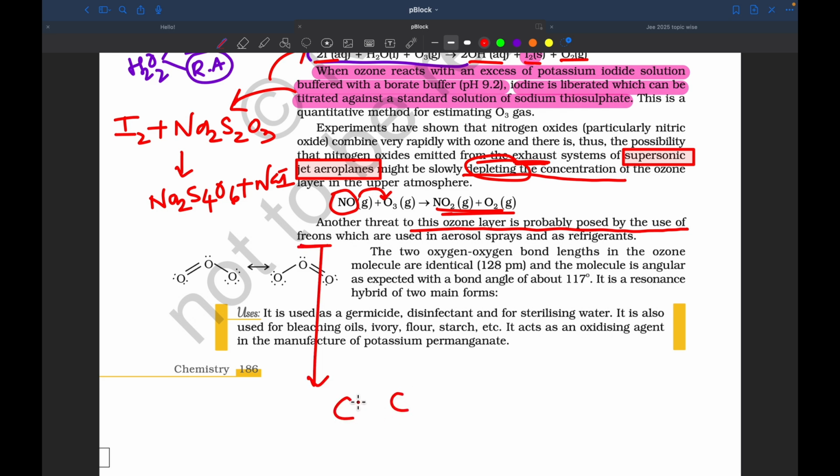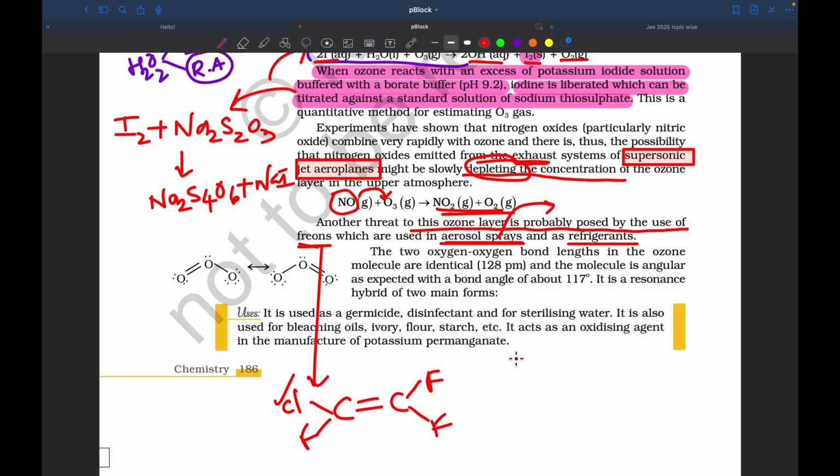Another threat to the ozone layer is probably posed by the use of chlorofluorocarbons, known as freons. This is an alkane, and if chlorines and fluorines are connected to this alkane, it is a chlorofluorohydrocarbon, known as freon, which is used in aerosol sprays. What are aerosol sprays? Deodorants, which we use, contain aerosols, and refrigerants. So these are also responsible.